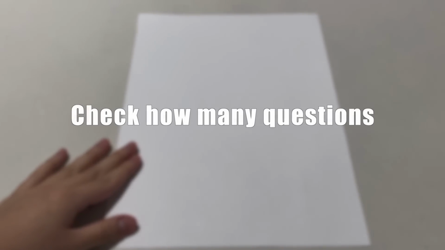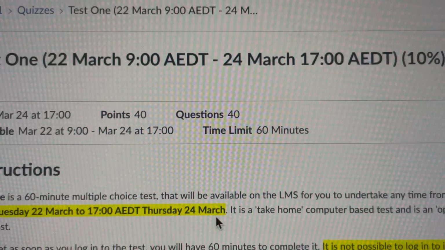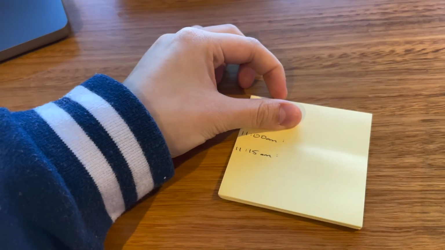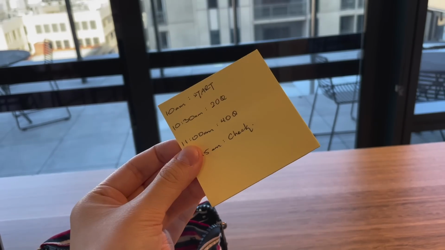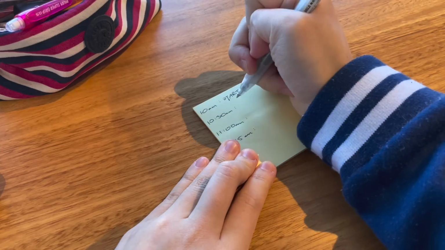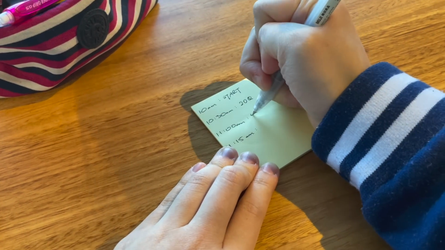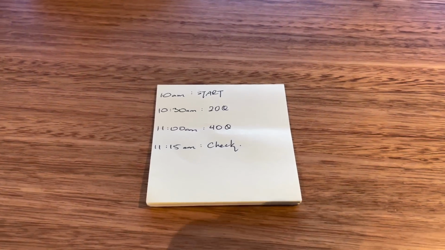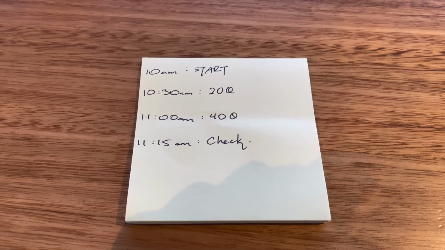Not setting times. When you get your exam paper, immediately check how many questions there are. If you already know how many questions they'll ask, then write down on a sticky note how many questions you have to do and by what time. So let's just say your paper starts at 10 a.m. and it's a 1 hour long exam. If you have 40 questions, then you know you have to finish 20 questions by 10:30 a.m.